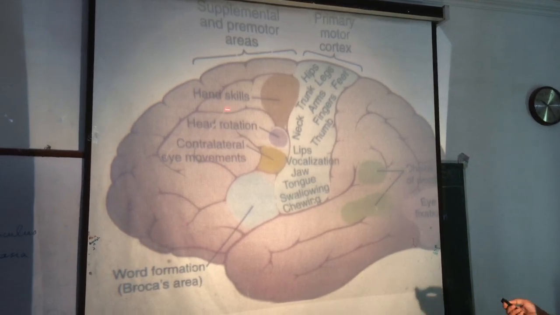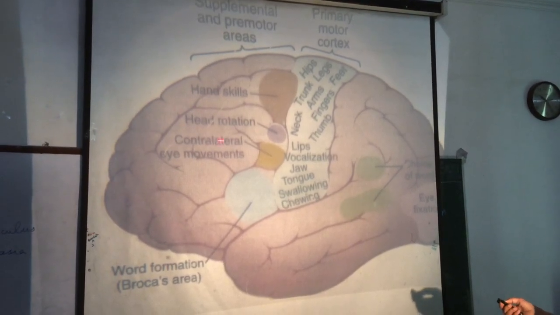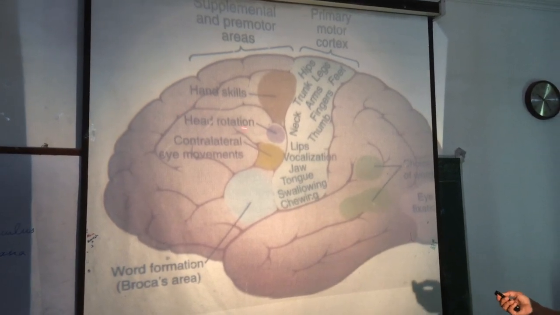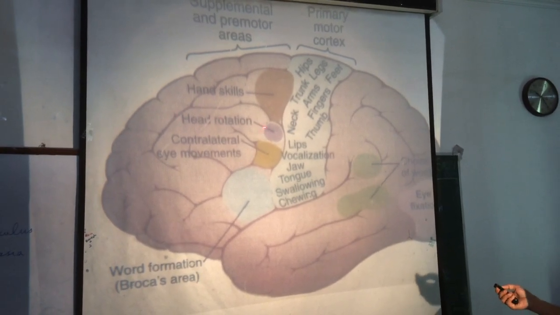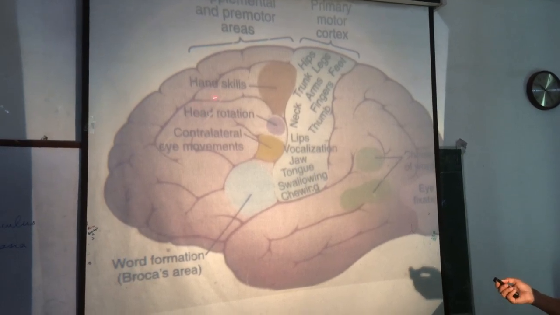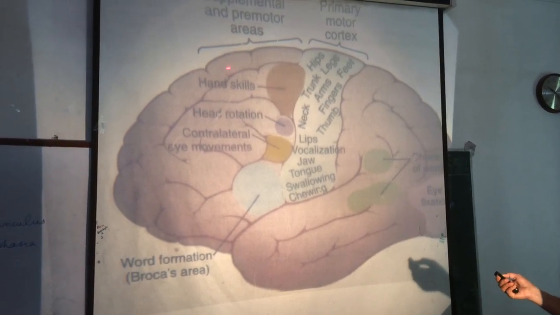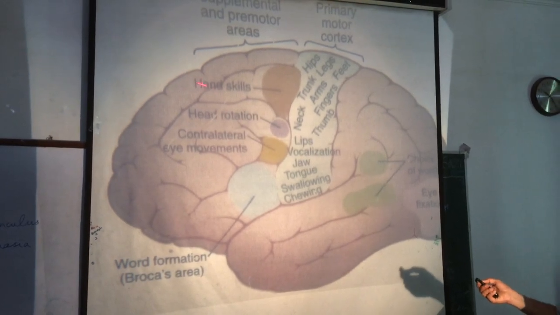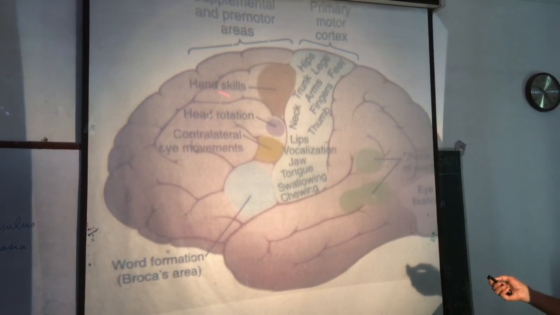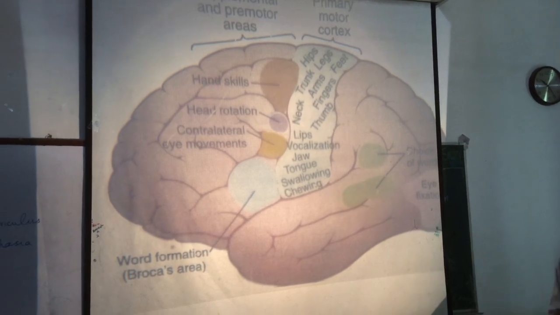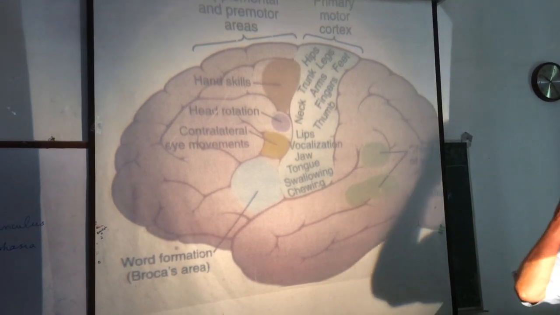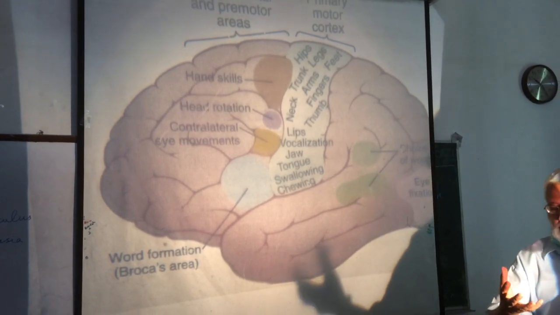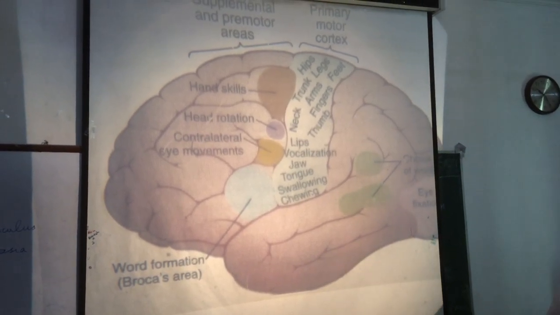Next is the head rotation area. This area controls head rotation. Next is the area for hand skills. Right? This area controls the skilled movements of the hand.